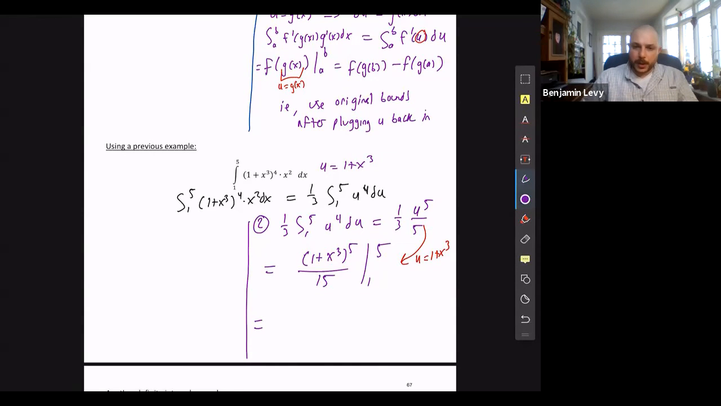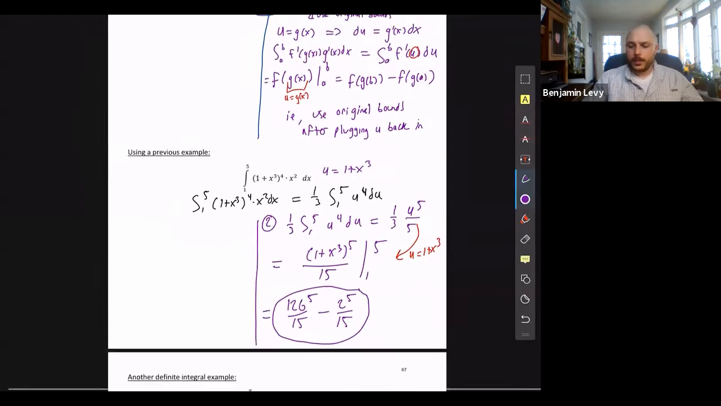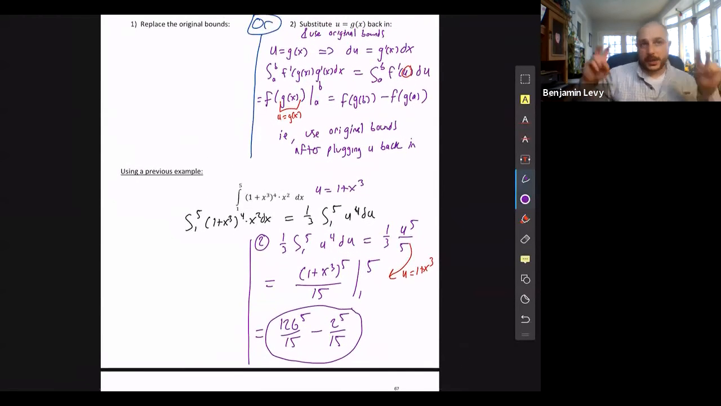And so that's going to end up being 126 to the 5th over 15 minus 2 to the 5th over 15. Let's just leave it like that. You can get some decimal out, and that's fine, but I want to show you that we get the exact same expression when we do it the other way. I would refer to this as the basic way. This is the way that you don't have to change the bounds. You just keep doing everything we've been doing with substitution, and then you just plug the numbers in. I want to show you a different thing in a second, but let me let everyone catch up and see if there are some questions about that.